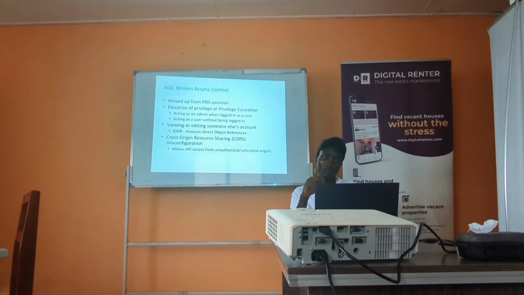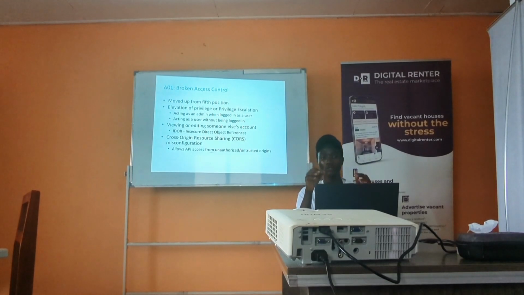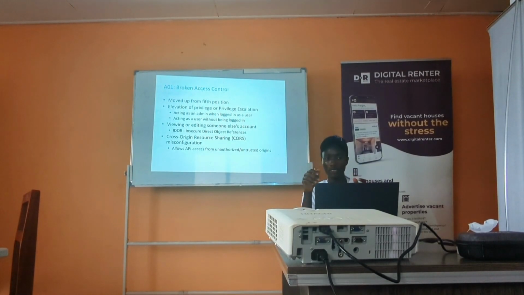So the first OWASP top 10 vulnerability, the most critical, is broken access control. It moved up from fifth position to the first, which is the elevation of privilege or privilege escalation. Broken access control means, like, a user who logged in to a platform, if the access controls are not sufficiently enforced, can access admin functions or gain admin privileges.